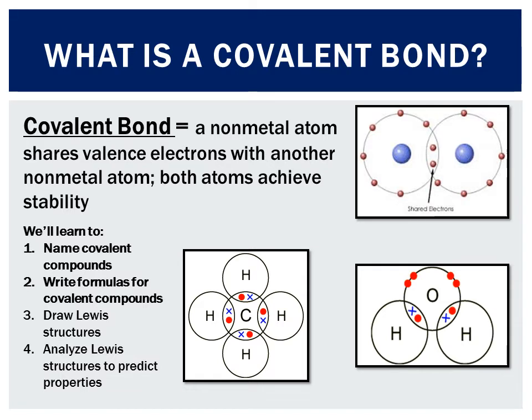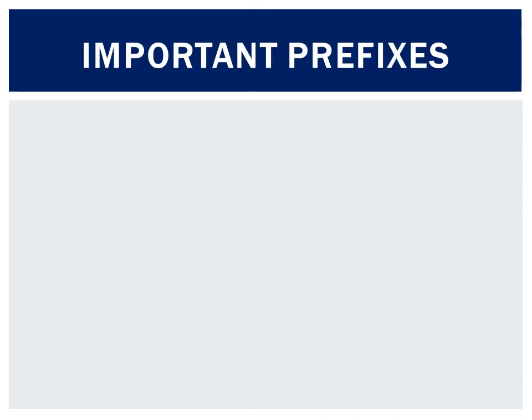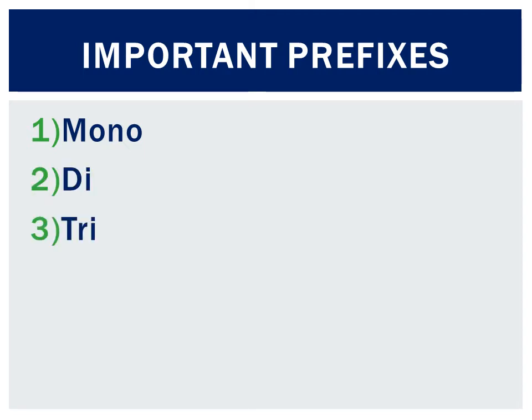So first of all, you need to know 10 important prefixes. 1 is mono, 2 is di, 3 is tri, 4 is tetra, 5 penta. A lot of these, especially the first 5, should look familiar. I think di, tri, like triangle, tetra, like tetrahedral with 4 sides, penta, like pentagram. You can kind of think back to geometry to refresh your memory here.